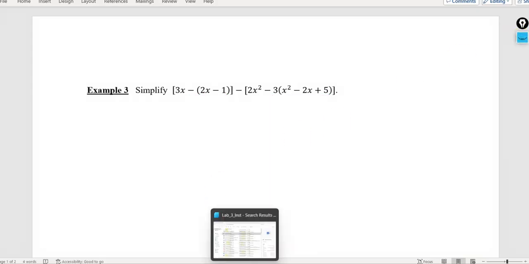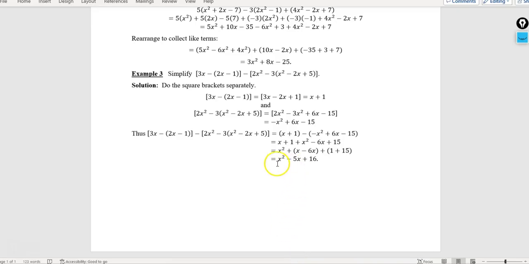And let's just check that now with the notes. Okay, that is what we have in the notes for our answer. So that concludes this video on the distributive property.